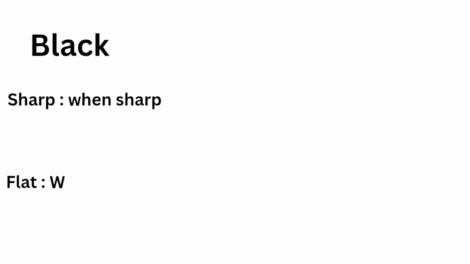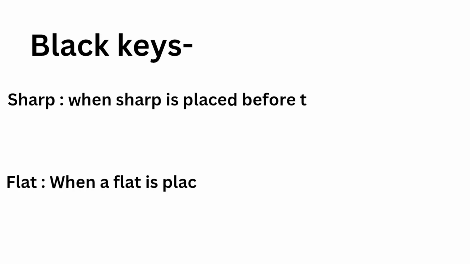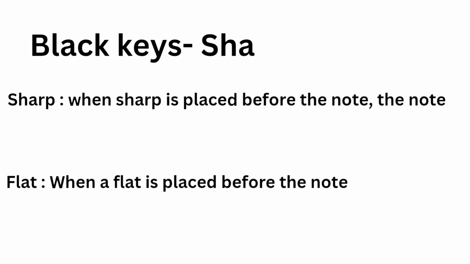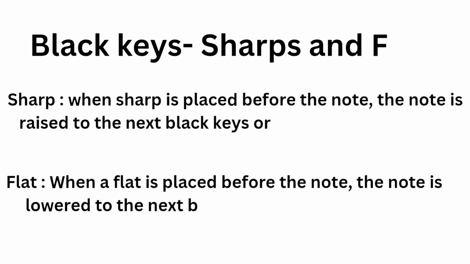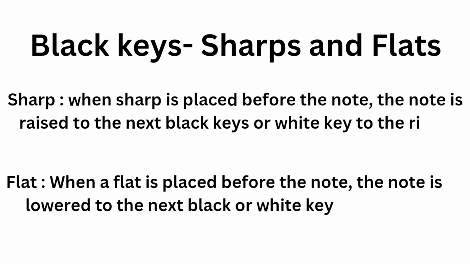Black keys are named as sharps and flats. Sharp. When a sharp is placed before a note, the note is raised to the next black key or the white key to the right. Flat. When a flat is placed before a note, the note is lowered to the next black key or white key to the left.